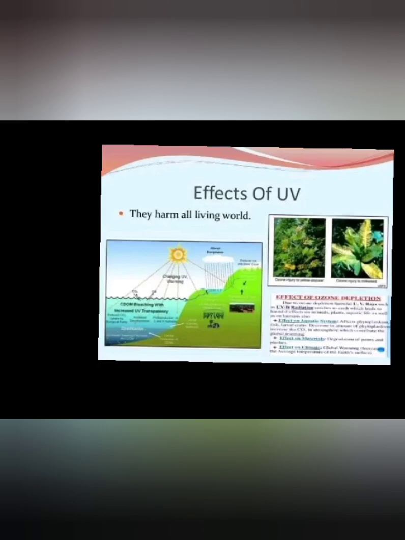Effect of ozone depletion. Due to ozone depletion, harmful UV rays such as UVB radiation reach the Earth, which leads to harmful effects on animals, plants, aquatic life as well as on humans. Effect on aquatic system: effects on phytoplankton, fish, larval crabs, decrease in the amount of plankton, increase of carbon dioxide in the atmosphere, which contributes to global warming. Effect on materials: degradation of plants and plastic. Effect on climate: global warming, increasing the average temperature of the Earth's surface.